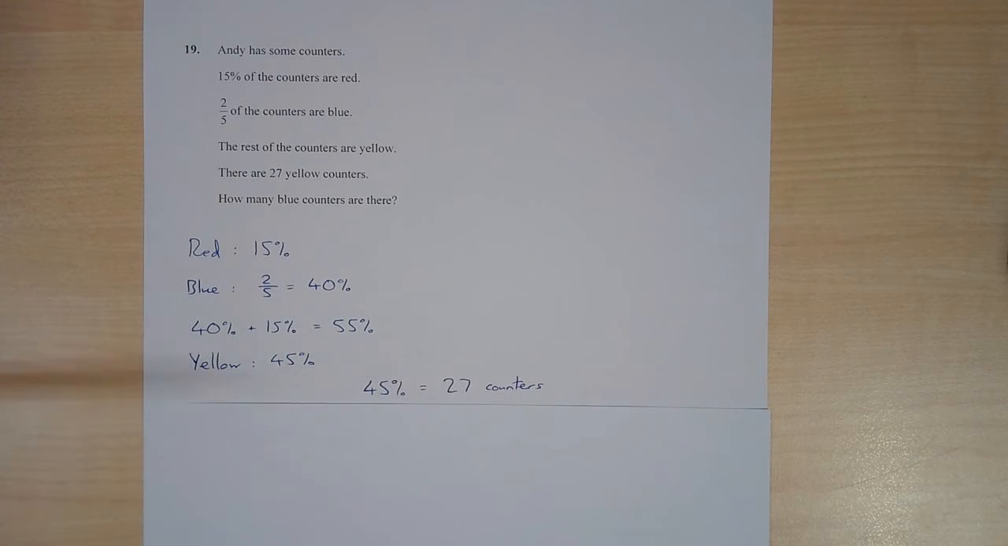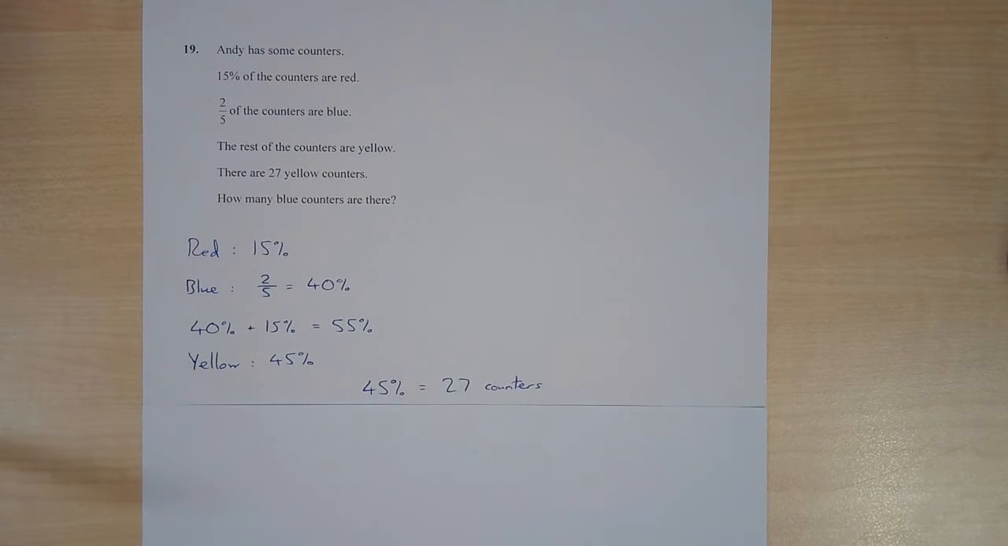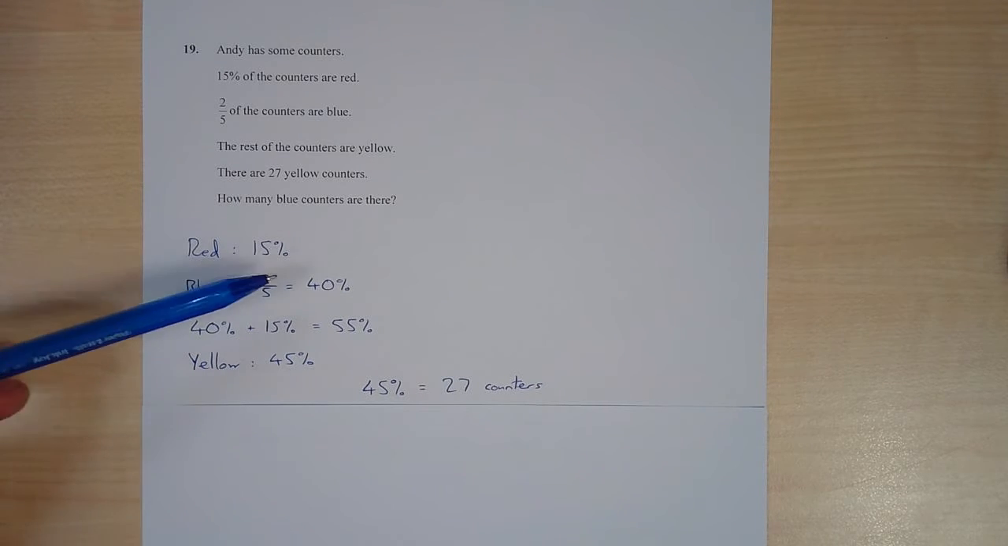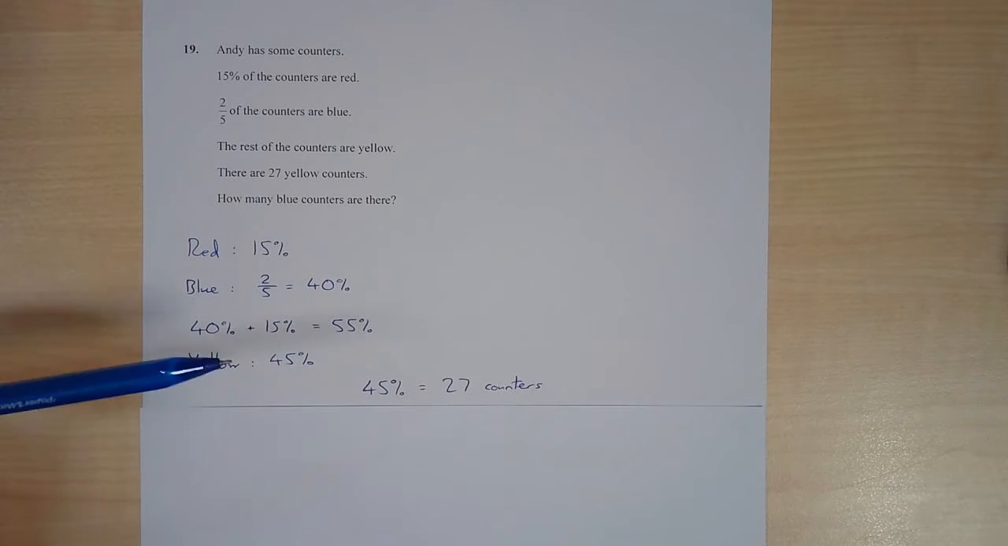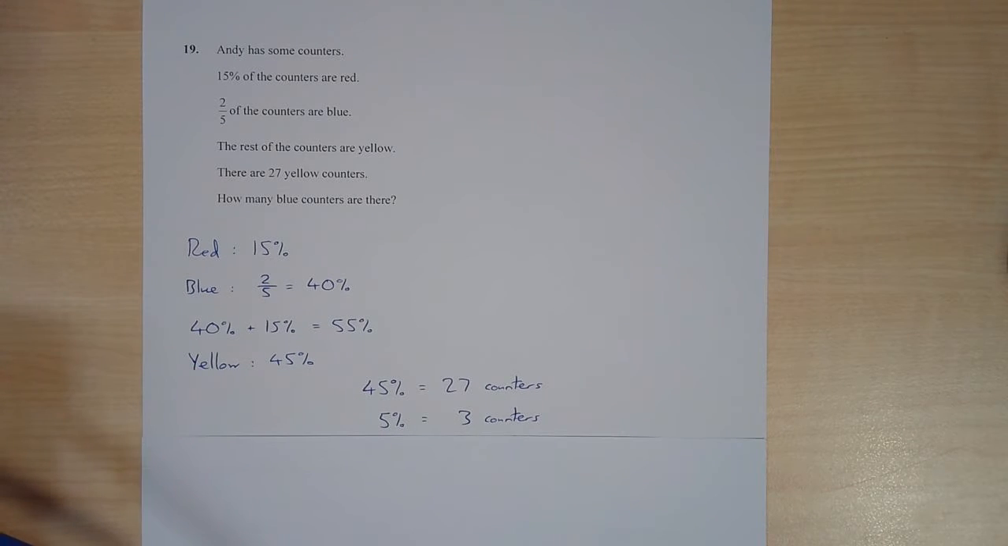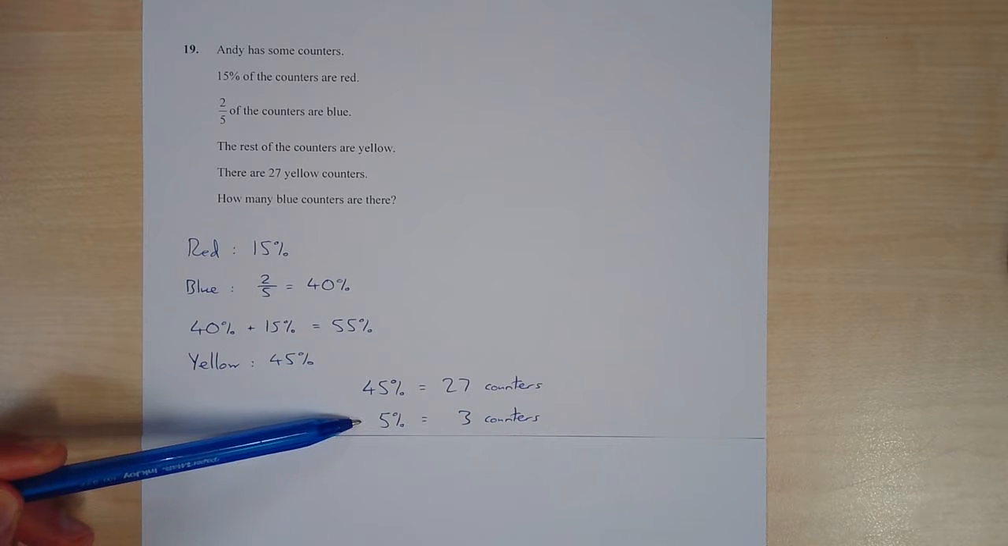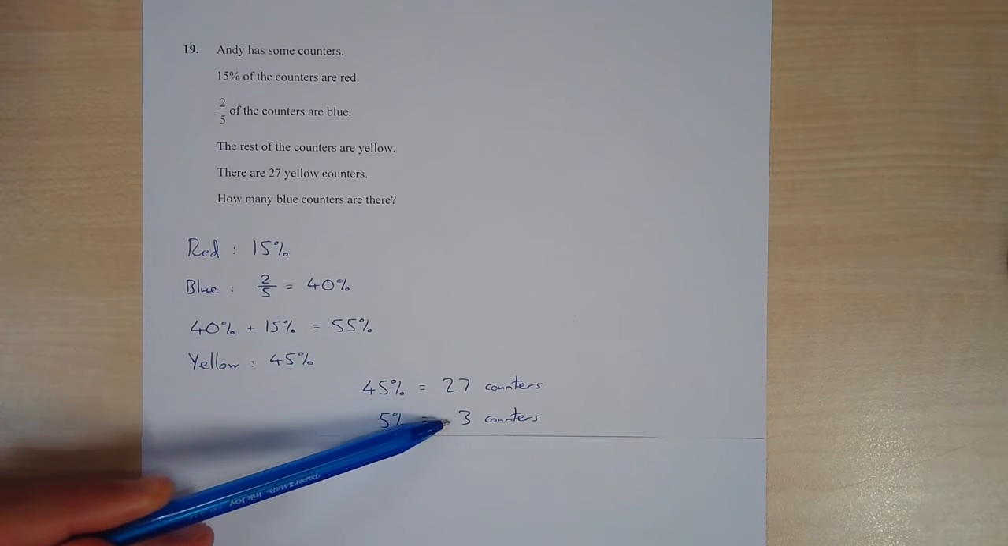I set my equivalents up. 45% represents 27 counters. Now I want to find how many blue counters there are, so I'm after 40%. So if I've got 45 and I want 40, just thinking of the link between 45 and 40, what other number could I work out maybe in between? How about 5%? So just dividing by 9, I work out 5%. 27 divided by 9 is 3.